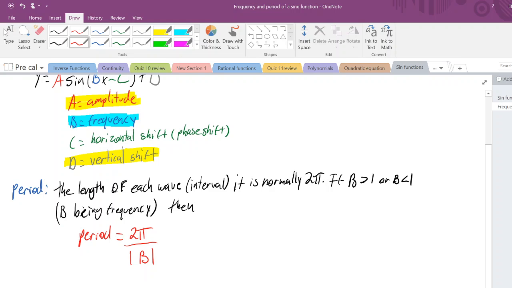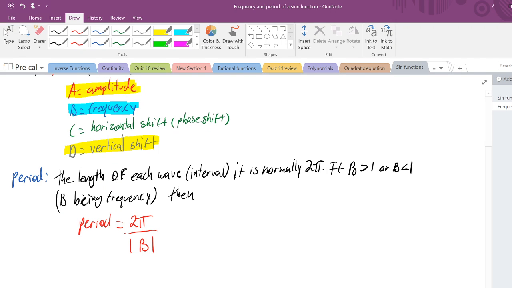Alright? So, this is what I mean. Period and frequency go hand in hand. Normally in physics, frequency is 1 over the period, and the period is equal to 1 over frequency. So they go hand in hand everywhere you look at it. They're inversely proportional to each other.